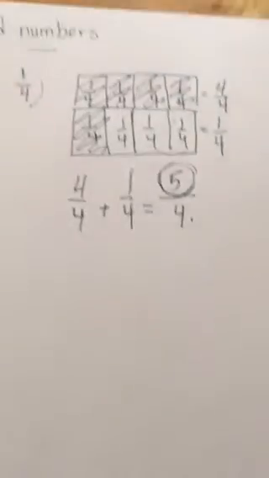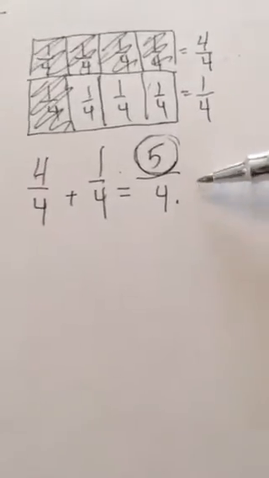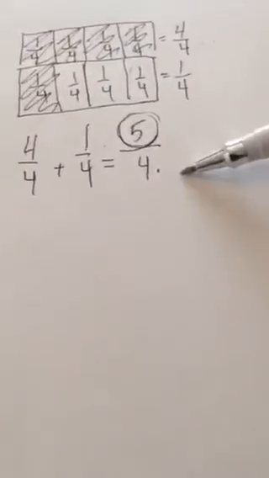The reason why it's called improper is because the numerator is larger than the denominator, and we usually don't see that. That's because it means that it is a number larger than 1, and this fraction happens to be equal to 5/4 is equal to 1 1/4.